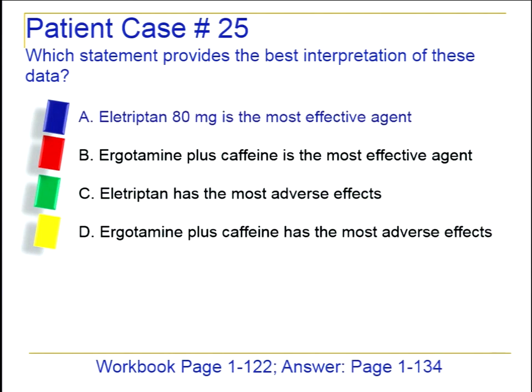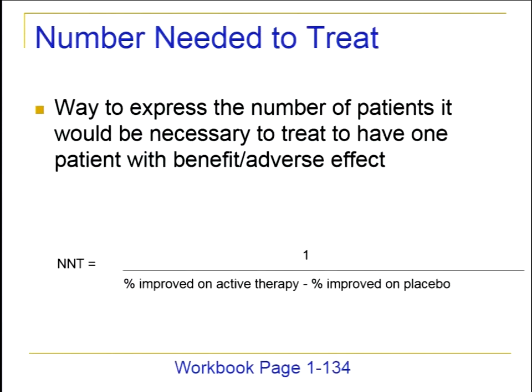Okay. All right. And that's correct. Elatriptan is the most effective agent. When we look at the formula for number needed to treat, what we're really saying is how many patients do we have to treat to have one patient who has efficacy? So here's the formula: the percent improved on active therapy minus the percent improved on placebo, the difference there over 1. So the lower the number is, the fewer patients we need to treat to have one where it works. So that's why the lowest number wins on that one.